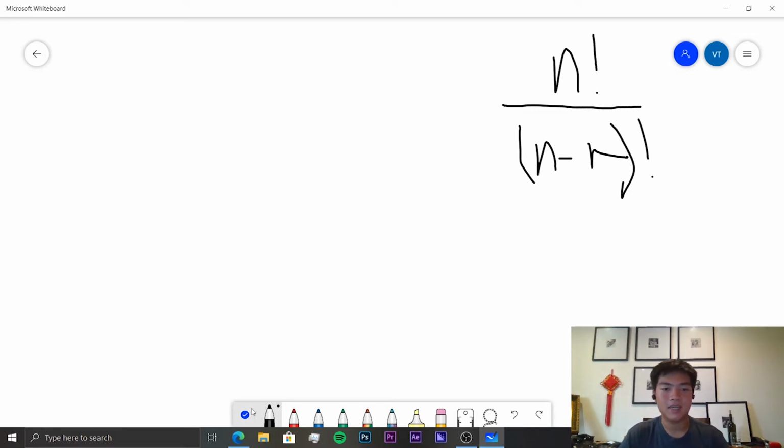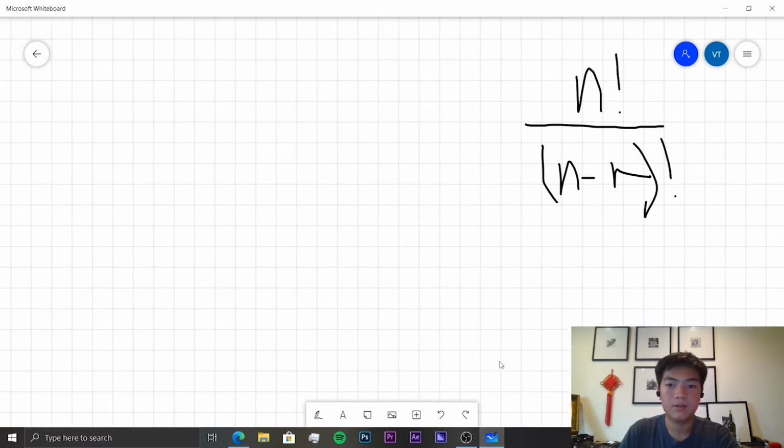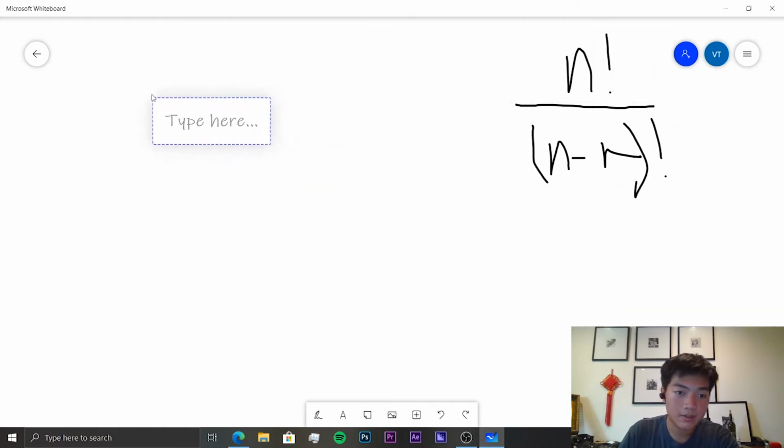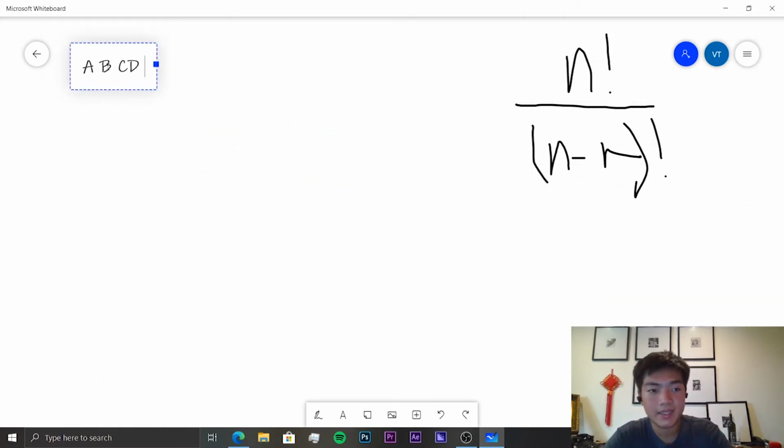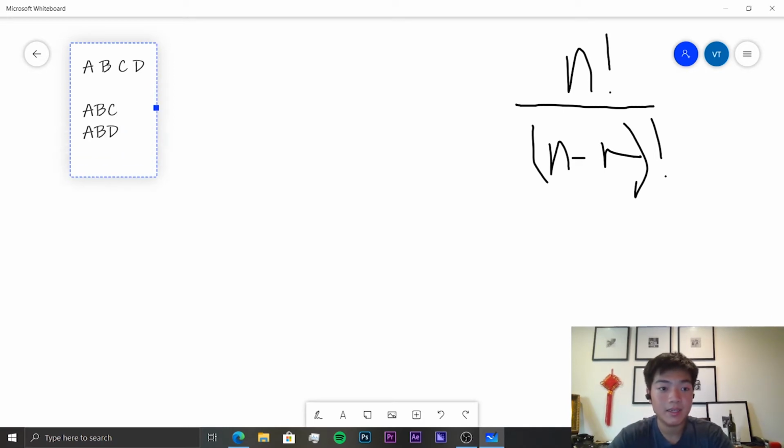Well, let's go back to our example where we had letters A, B, C, and D. We know that it's 24 if we sort them all. But what if we could only pick 3 out of the 4 letters? How many permutations would we have then? Well, let's count them up. ABC, ABD, ACB, ACD, ADB, ADC.